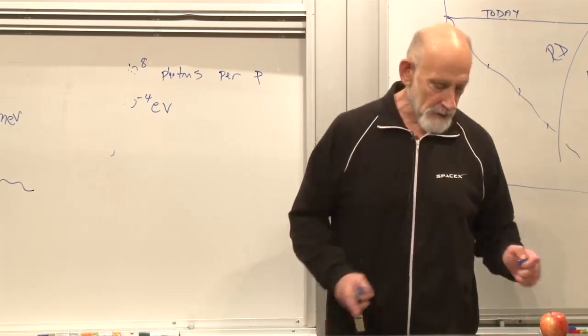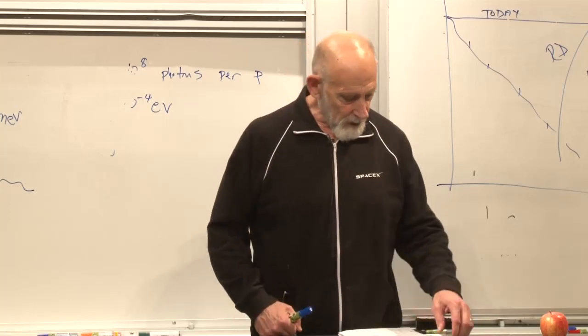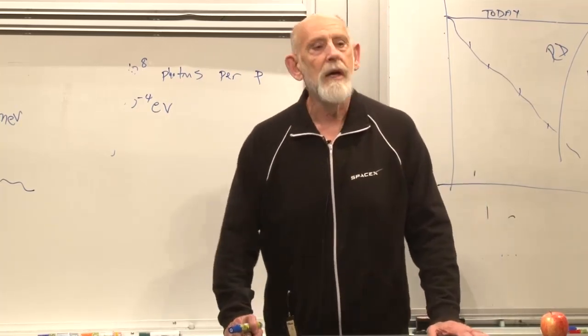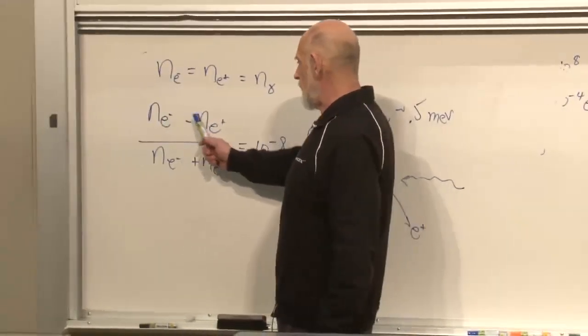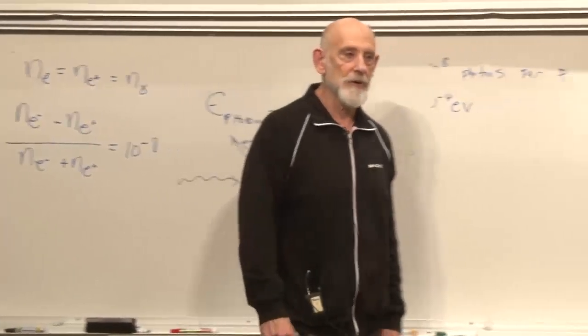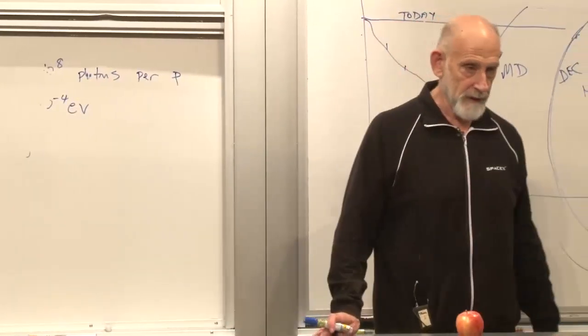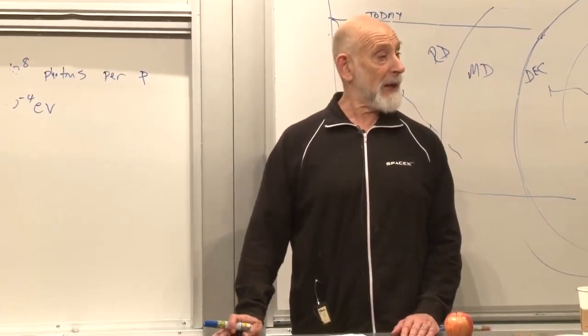So the complete absence of anti-nuclei in cosmic rays is a pretty strong indication that everywhere throughout the universe, this sign difference here, or this excess of electrons over positrons, is the same, and of the same order of magnitude. So there's something to explain there.